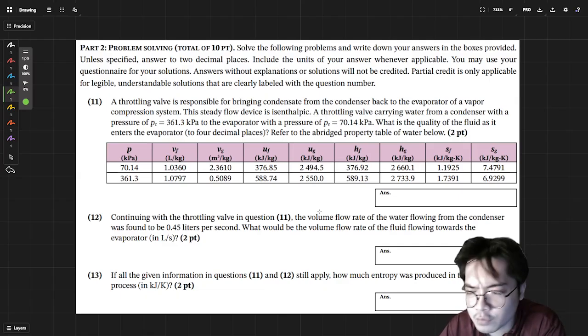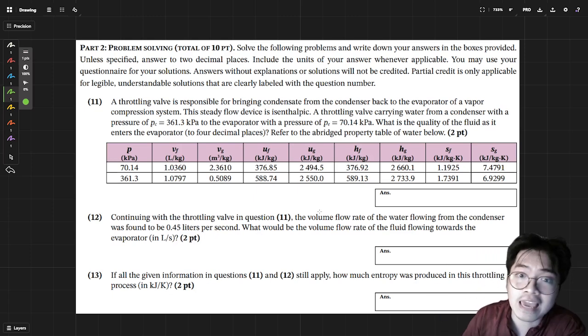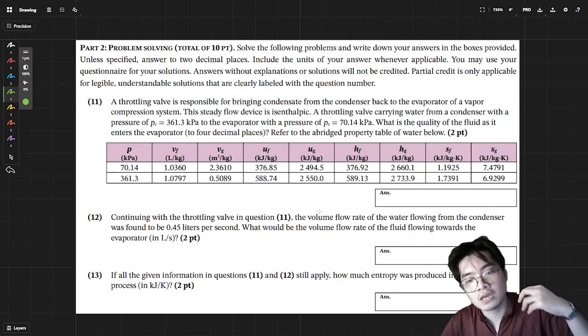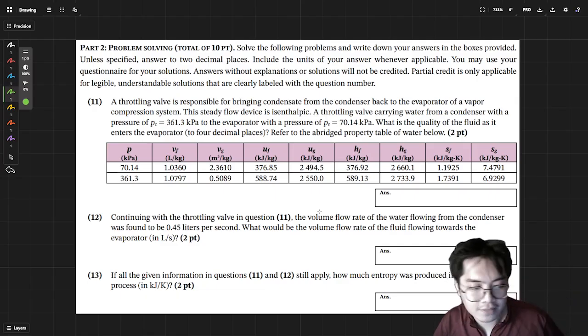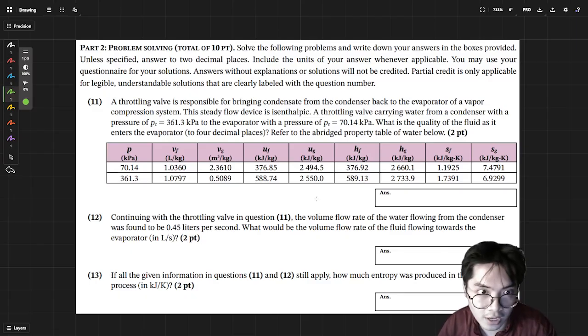Basically, if you have one of those very old refrigerators with the copper coils at the back, you will see that the copper coils get smaller near the end, near the bottom, right? That is your throttling valve. One of the types of throttling valves is a capillary tube. But basically, this is what we're talking about.